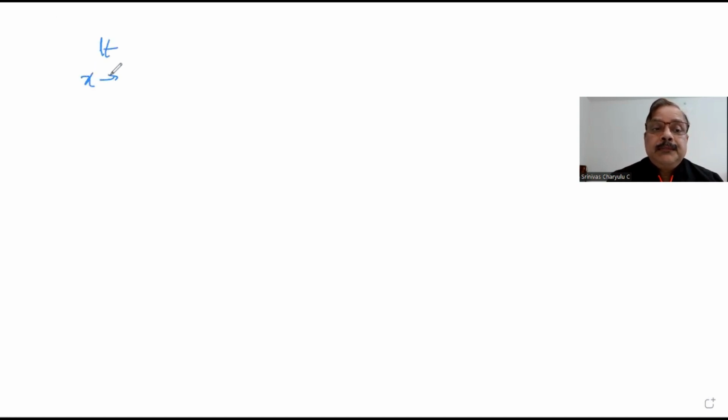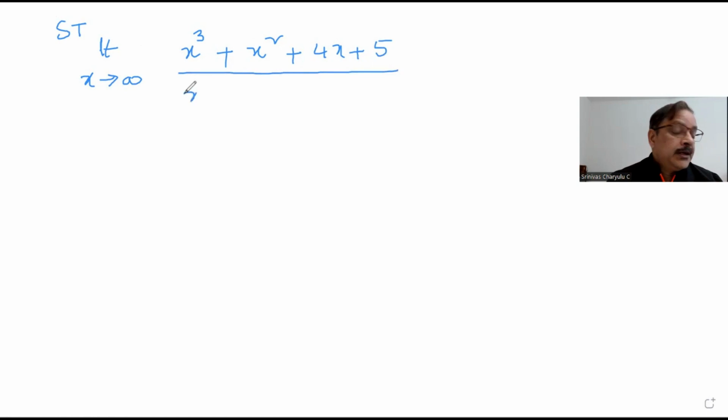Prove that, or show that limit x tends to infinity, x cube plus x square plus 4x plus 5 divided by x cube minus x square plus 5x plus 6 is equal to 1. So this sum they have given, asking us to do this.